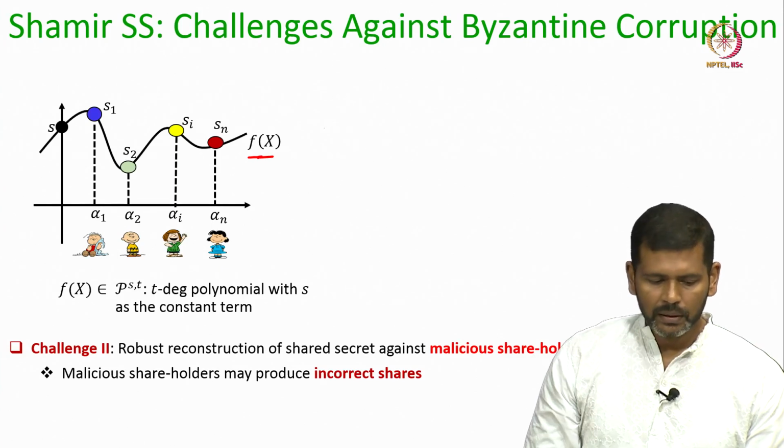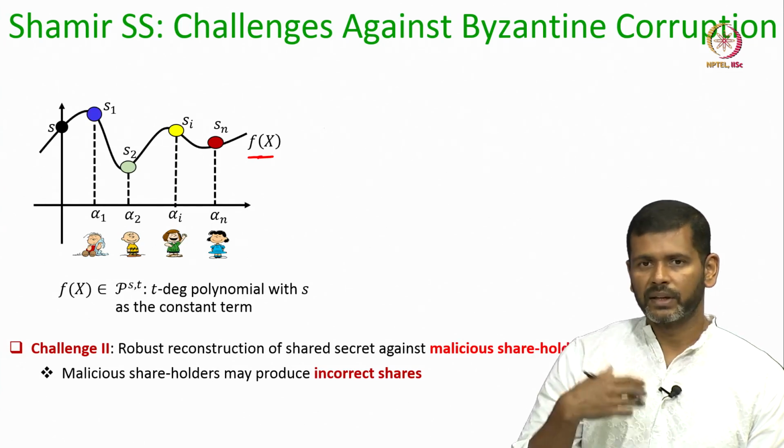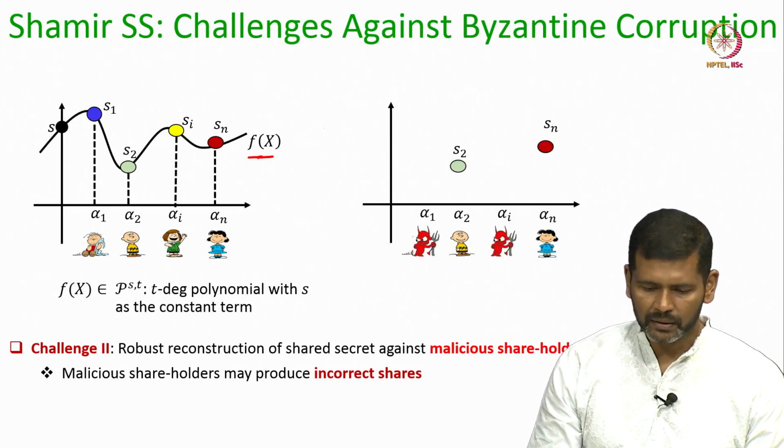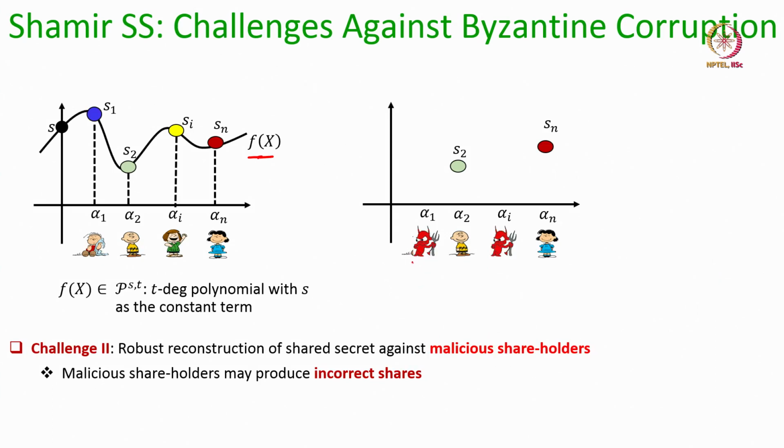Now, at this point when the secret is getting reconstructed, it may so happen that the adversary corrupts t shareholders in a Byzantine fashion, in a malicious fashion, and those malicious shareholders now produce incorrect shares. So, for instance, suppose the first shareholder and the nth shareholder are part of that group of t plus 1 shareholders who are making their shares public to reconstruct the underlying secret.